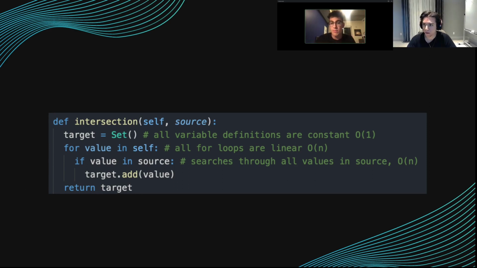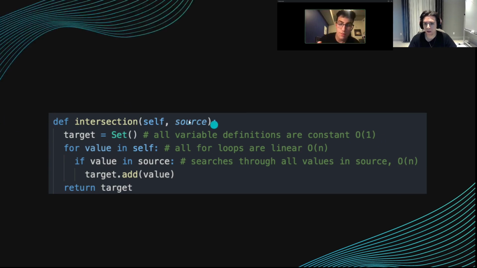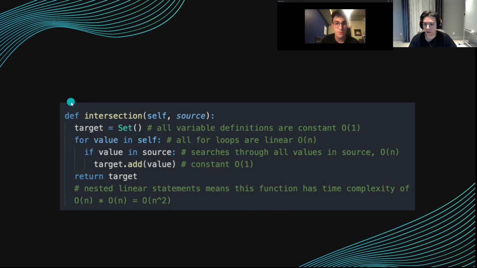So nested linear statements, like we talked about before, mean this function has a time complexity of O(n) times O(n), which means it's O(n squared). So that's what the time complexity of intersection is. Sweet.